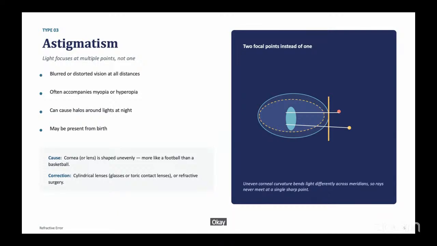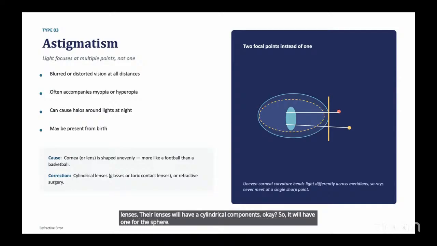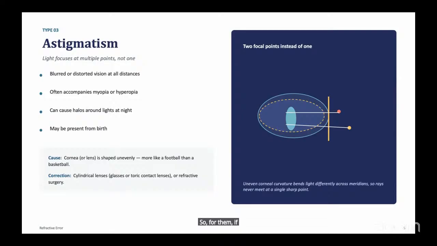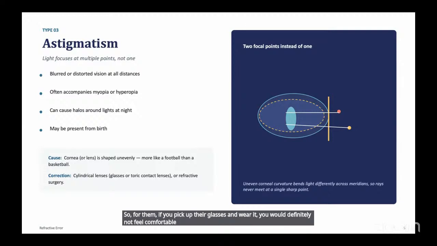Okay. So for such people, we give them lenses. Their lenses will have a cylindrical component. Okay, so it will have one for the sphere, which will address the major power, and one that will address the cylinder, which will address the minor power. So for them, if you pick up their glasses and wear it, you will definitely not feel comfortable. It will look very distorted because for them, it's specially made to address a situation they are having.